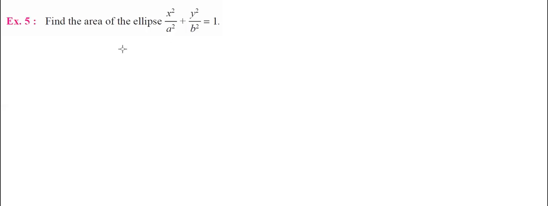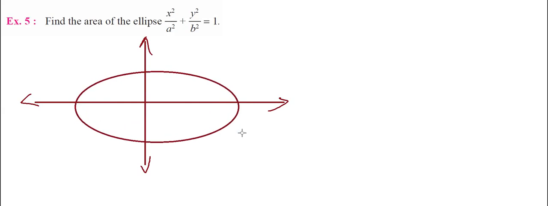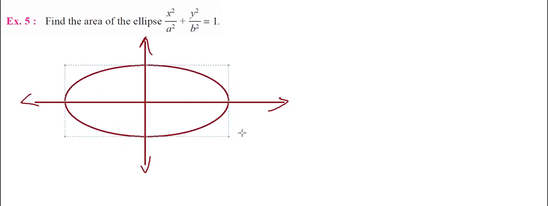Fine. So your first job is to draw the diagram. I am going to draw this ellipse diagram. So this is your x-axis, this is your y-axis. Let me draw like this. Now since this is an ellipse, I need to draw the ellipse. So I have drawn this ellipse like this. Find the area of the ellipse.